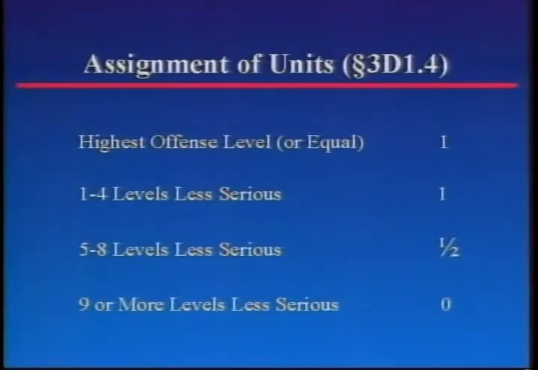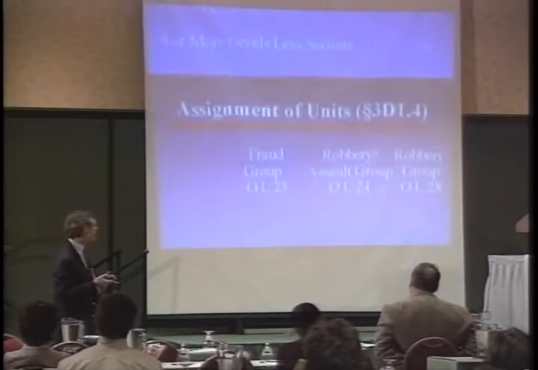At 3D1.4, you look at the offense levels and you add units based on those. The highest offense level, whatever that number is, is going to get a unit. Unit doesn't mean anything, it just translates into something. 1 to 4 levels less serious picks up a unit, 5 to 8 levels less serious, half a unit, 9 or more levels less serious, no units. So let's assign units here.